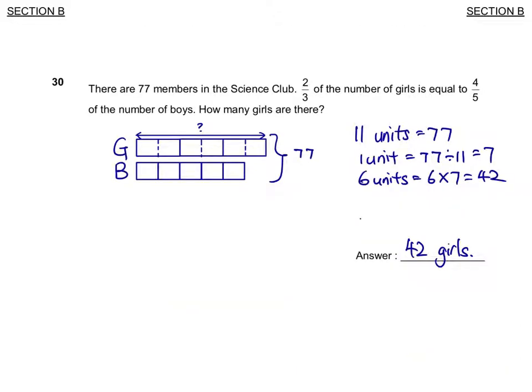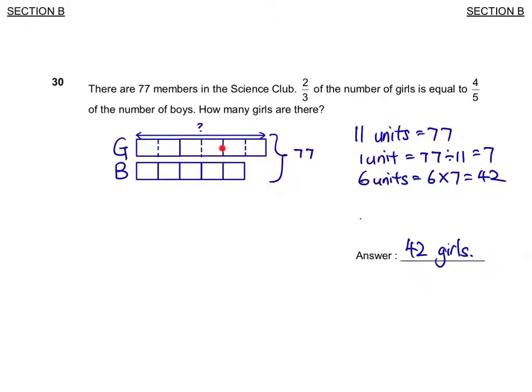Okay, question 30 is fraction of a set again. This one is 77 members in a science club. So altogether 77. Okay, 2/3 of the girls equals 4/5 of the boys. Okay, so 2/3. This one actually you need to 2/3.